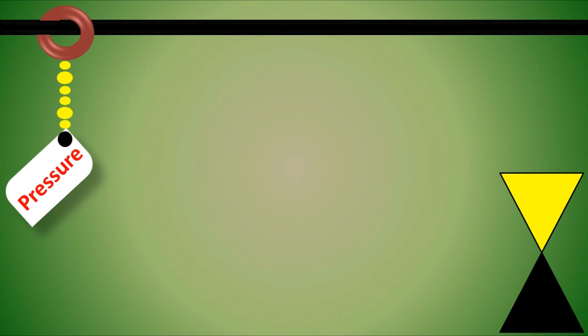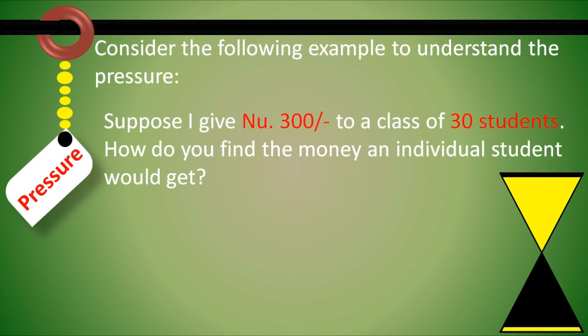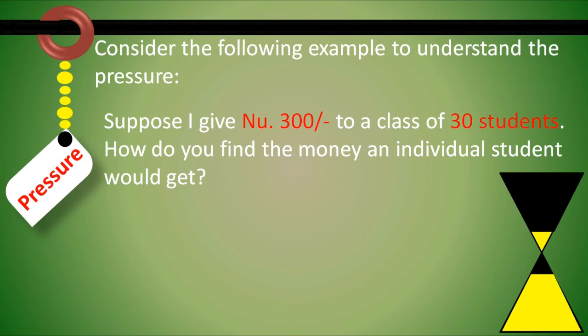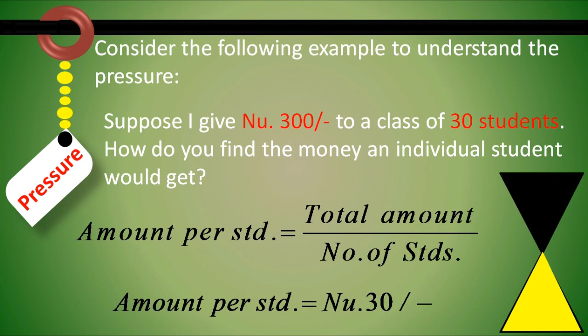Okay, going to the next topic, we have pressure. To understand pressure, let us consider this example. Suppose I give Nultrum 300 to a class of 30 students. How do you find the money an individual student would get? The money an individual student would get is found by dividing the total amount by the number of students. Thus, you get Nultrum 10 per student.